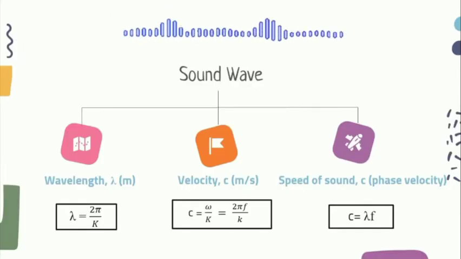The wavelength or lambda of the sound wave can be calculated in meter using formula lambda equal to 2 pi over k. K is the wave number. The velocity or the speed at which sound waves travel through a particular medium can be calculated using formula C equal to omega over k or 2 pi f over k. Omega and f represent the frequency of the energy delivered to the tissue.